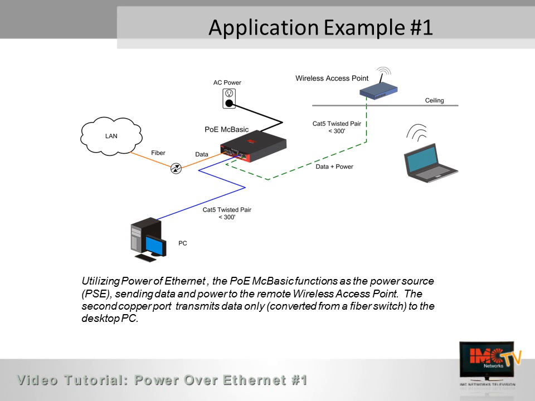This is a good example of how a PoE Minimic can be used in an application to power a wireless access point through the PSE port, and through the standard copper port provide power to a PC.